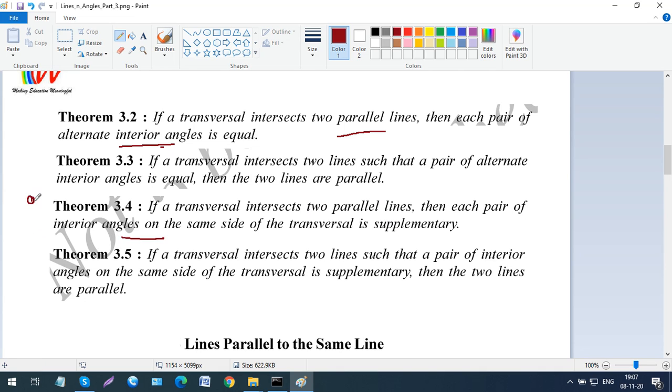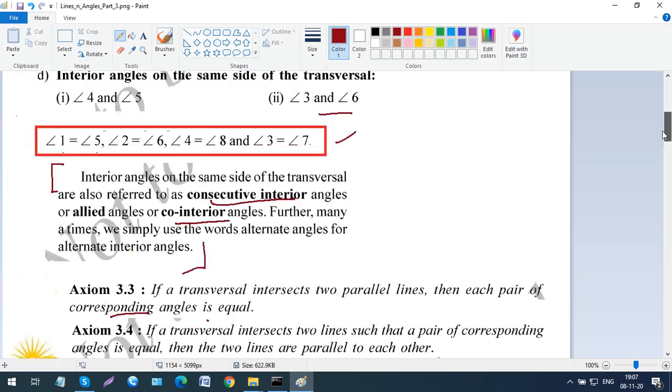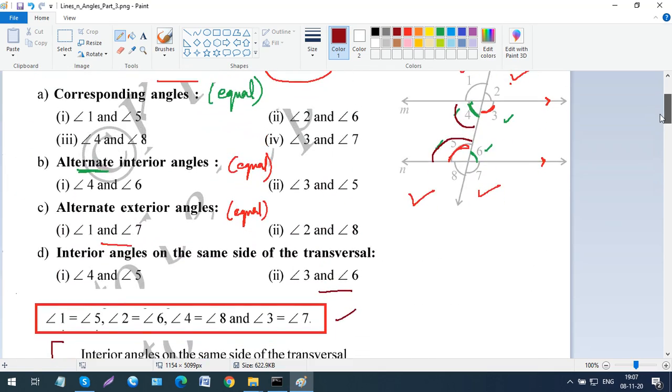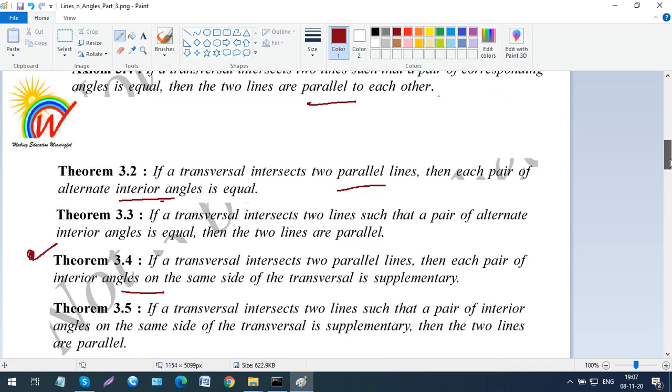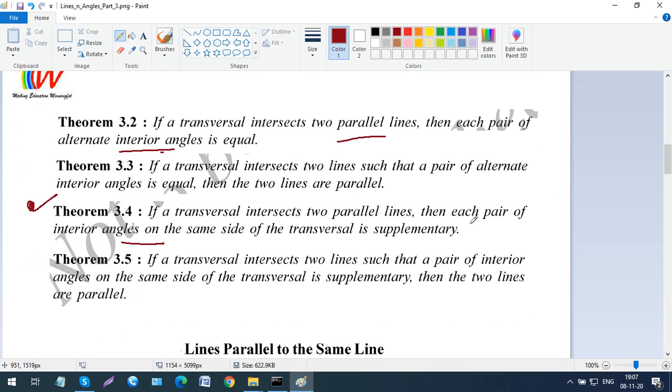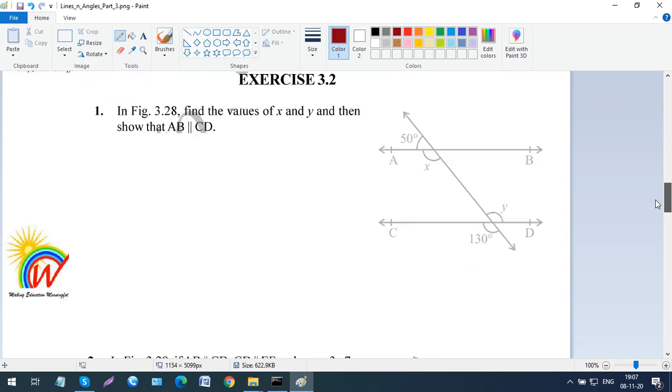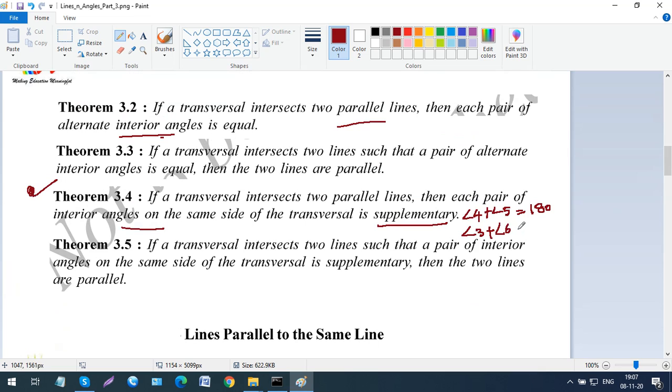Now this point, theorem 3.4 says that, see, we know the angles on the same side of the transversal are 4, 5 and the other one is 3 and 6, right? So what 3.4 says is that angle 4 and angle 5, if you add them, they will always add up to 180. That's what they mean by supplementary. And angle 3 and the other angle, what's the other angle? Angle 6, right? So these two added together will give you 180. Okay, so that's what it says.